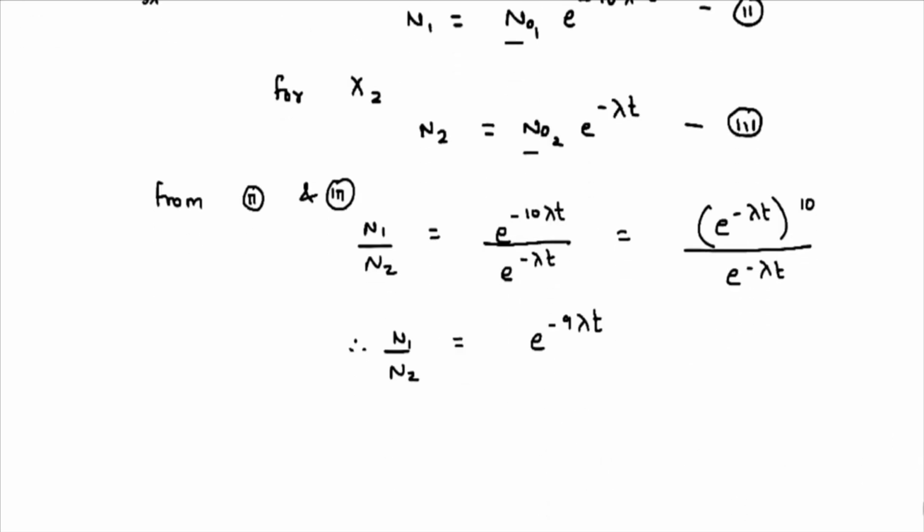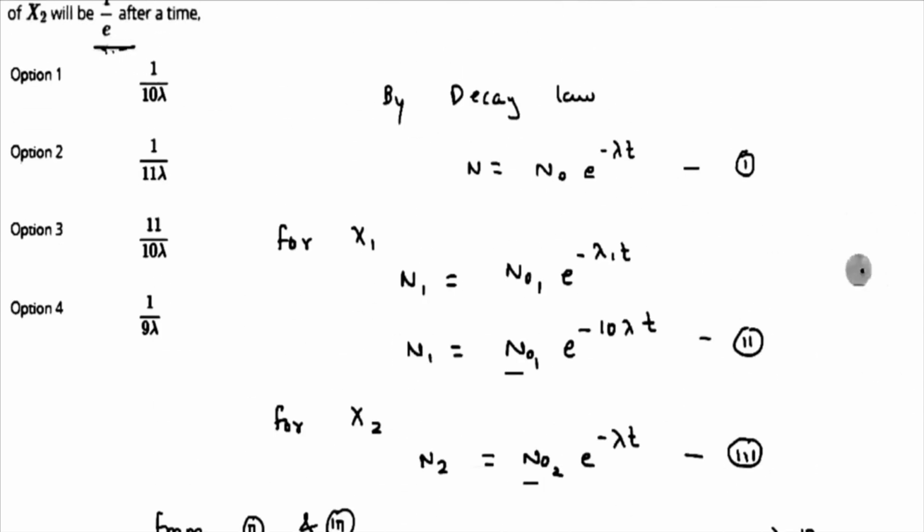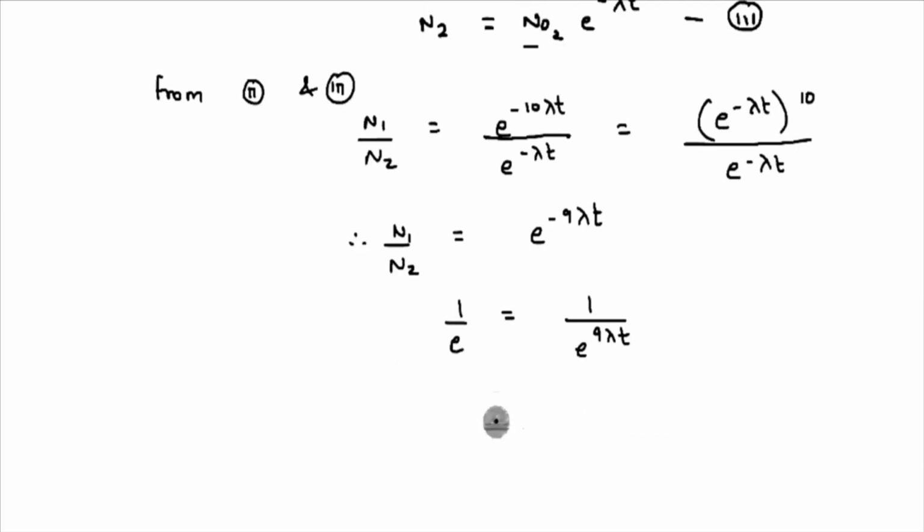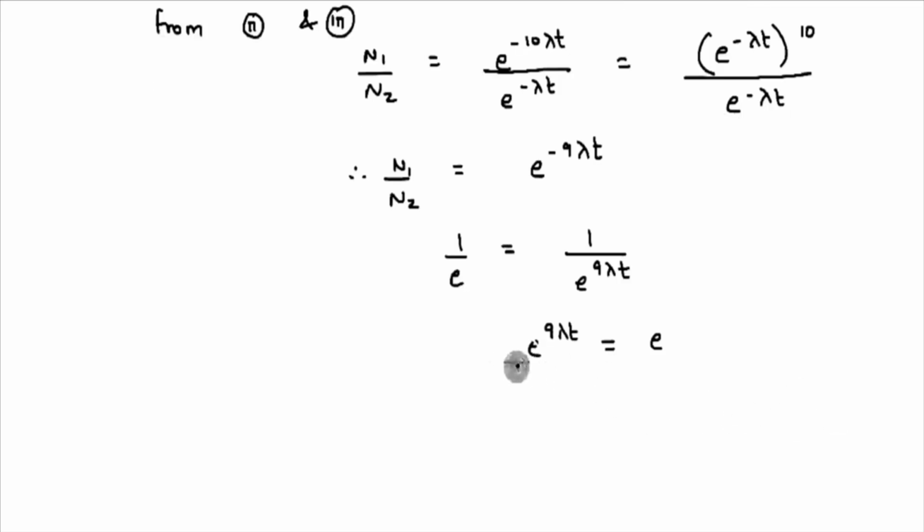This ratio has been given as 1 by e, as we can see clearly from the given question, so we can substitute its value over here: 1 by e equals 1 over e raised to 9 lambda t. If we cross multiply, e raised to 9 lambda t will be equal to e. Now if we take log on both sides, we are left with 9 lambda t log e equals log e over here.